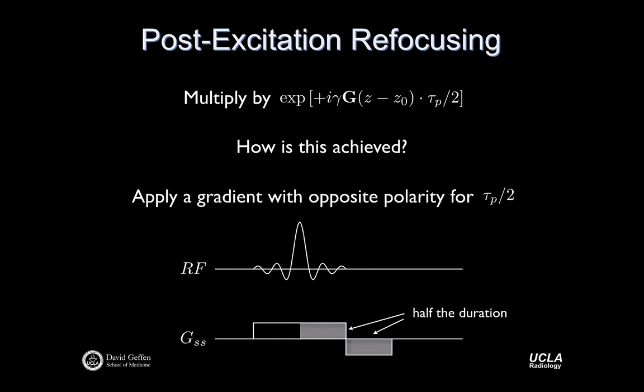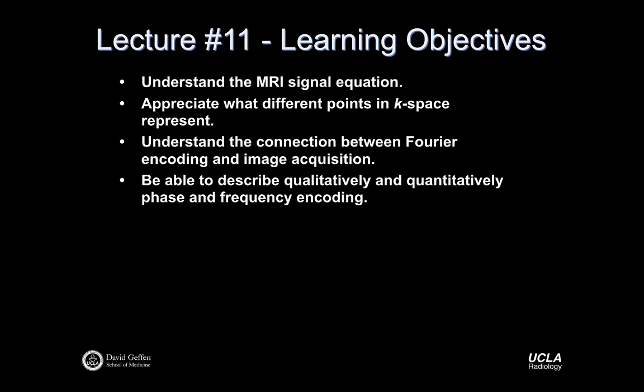Okay, so that's what I had for the review of the slice select stuff that we talked about last time. The plan for today is we'll look at the MR signal equation one more time. I want to talk again about what different regions in k-space represent, trying to build your conceptual framework for what k-space is. And then we'll understand more the connection between the Fourier encoding and image acquisition. In the coming lectures, we'll get more into what we call the image reconstruction problem. Here we're talking about all the signals we acquire and why they tell us something important about our underlying state of the magnetization. The image reconstruction problem is the inverse of that. How do we take all that information we acquired and turn it into an image?